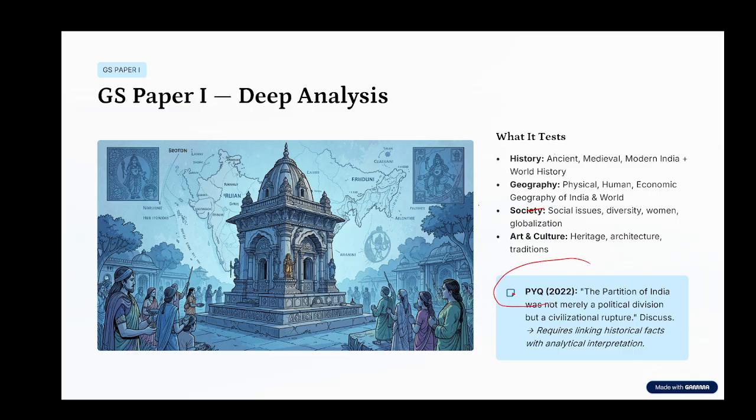So how will it appear? Based on the previous year paper, in 2022 they asked: the partition of India was not merely a political division but a civilizational rupture. Discuss. So here we have to gain knowledge on linking historical facts with analytical interpretation. Okay, that's why history matters. In this way the question will be asked.